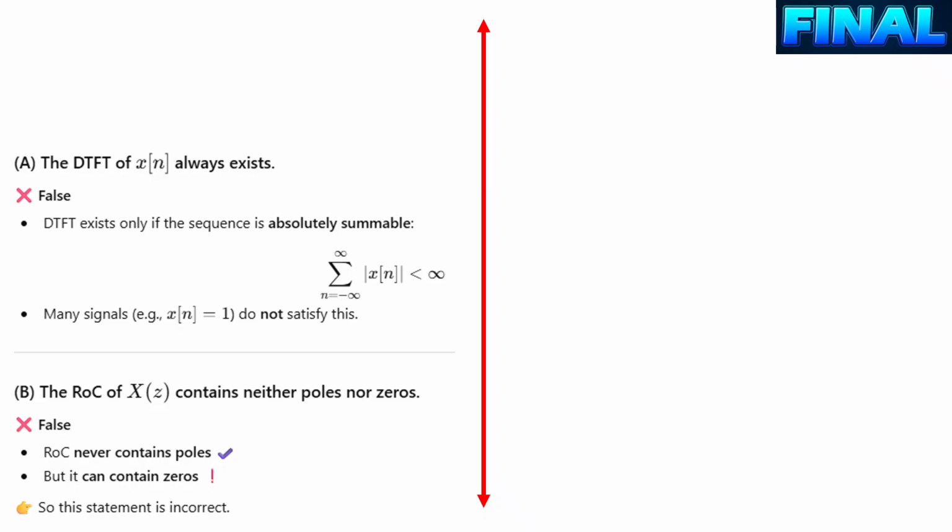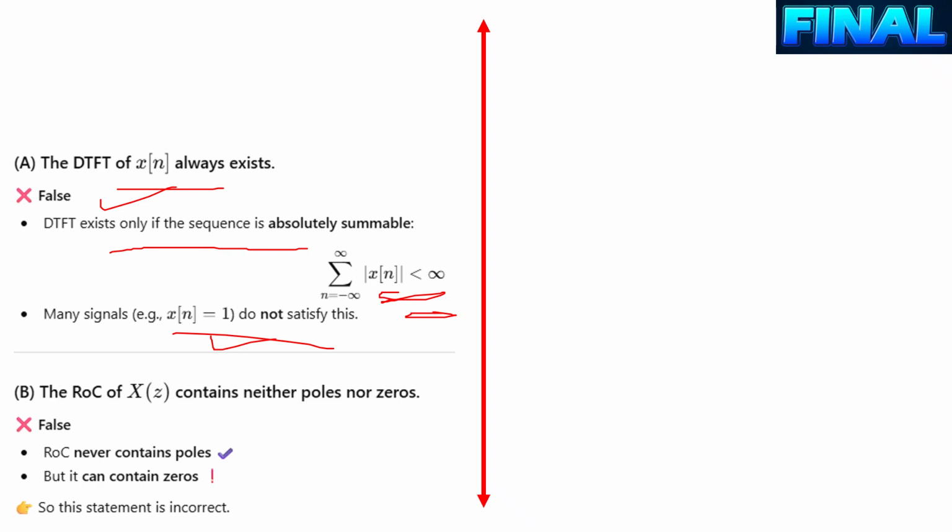So let's take the question now. This is the background. The first option says the DTFT of x[n] always exists. Of course not. The DTFT, that is the discrete time Fourier transform, will exist only if the sequence is absolutely summable. Otherwise, if it is not summable, if the total sum becomes infinity, in that case it will not exist, for example x[n] equal to 1. So this is not correct. So option 1 is not correct.